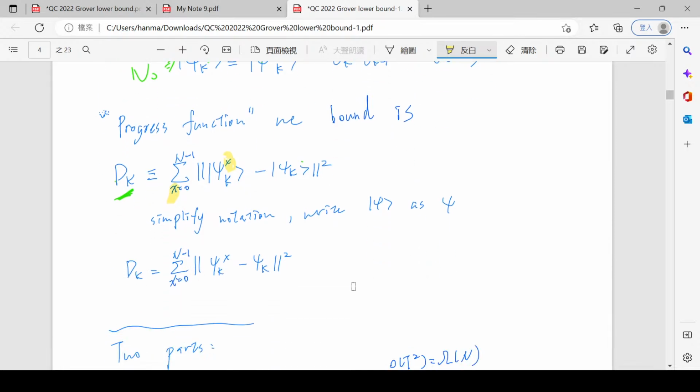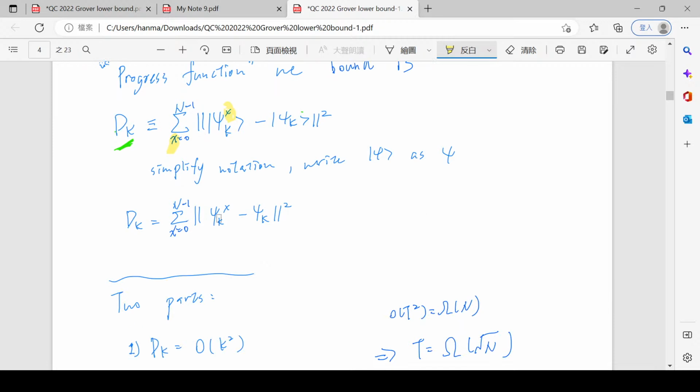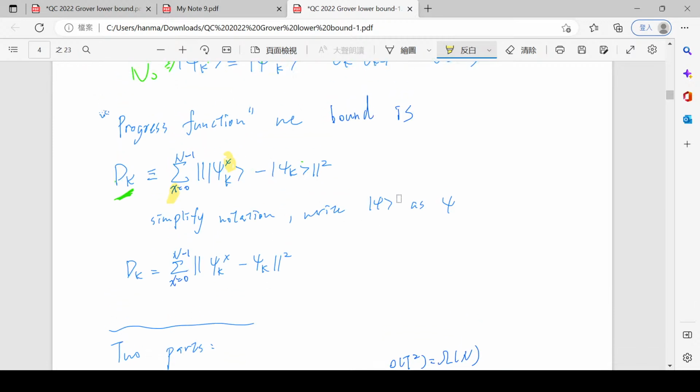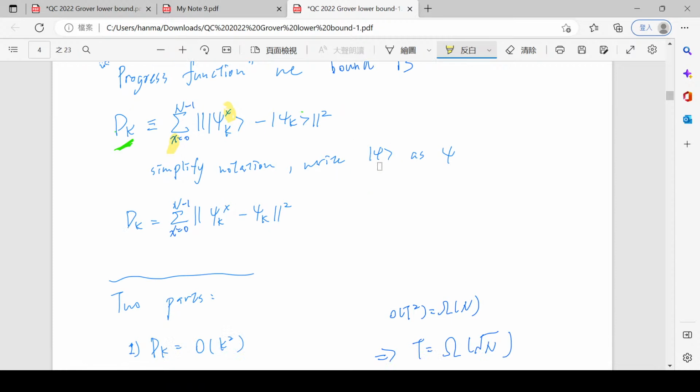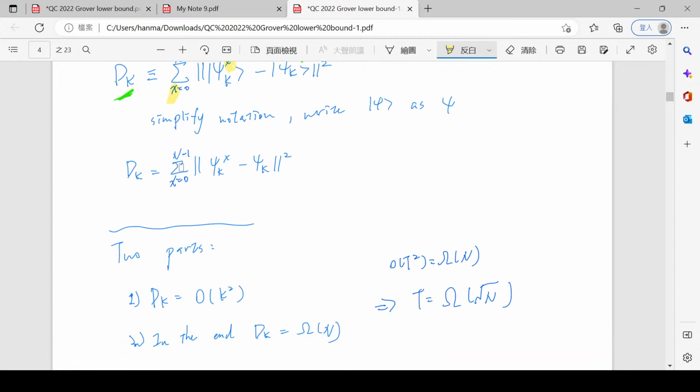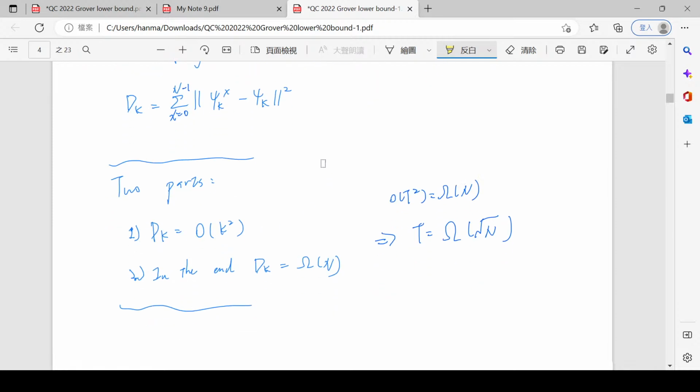And then we make this even lazier. Keep writing this k notation is annoying, so we just don't write this k. But you should remember that all those are vectors. Anyway, we are being very lazy, so we write psi and psi x. So we say our d_k is the sum over x of the absolute value squared of psi x minus psi. Any question? No? Okay. Then it should be about on time.